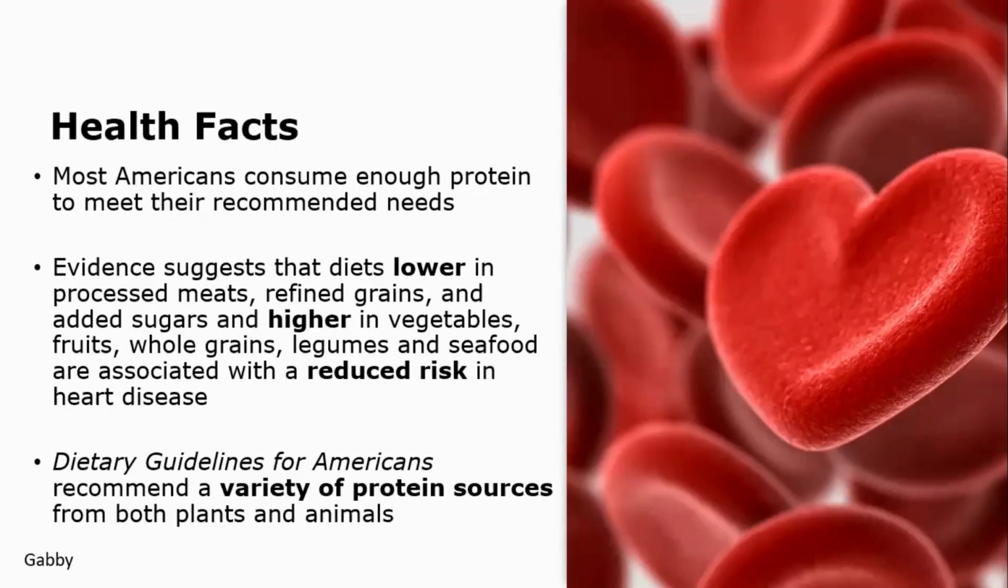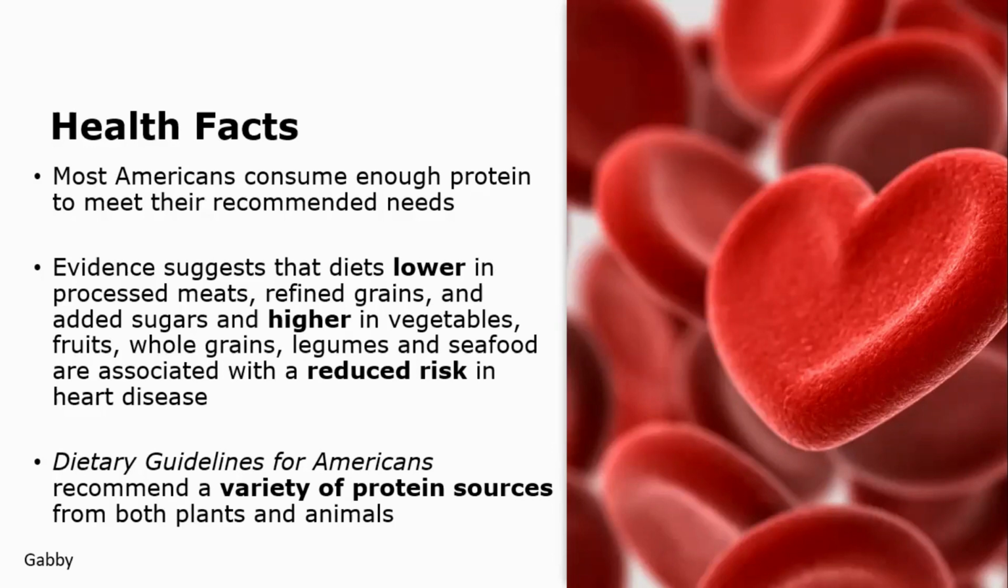Now let's look into some health facts about protein. First, most Americans actually consume enough protein to meet their recommended needs. Next, evidence suggests that diets lower in processed meats, refined grains, and added sugars, and higher in vegetables, fruits, whole grains, legumes, and seafood are associated with a reduced risk in heart disease.